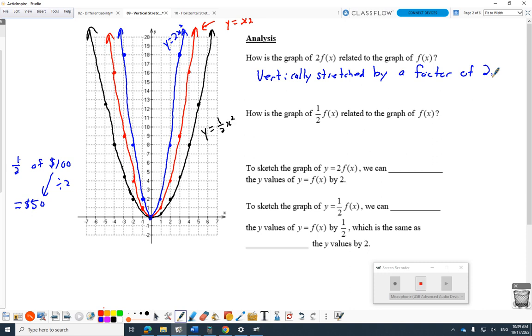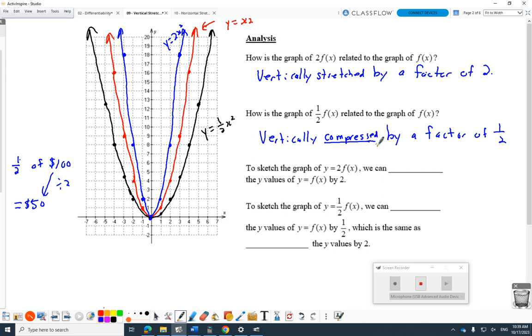What's the next question? How is the graph of 1/2 f at x related? Vertically, I'm going to leave a space there, see if we can come up with a good word to use, by a factor of 1/2. Who's got it? Compressed is the word we'll use in math class. There is other words available, but you're going to see that word, so you may as well get used to it.